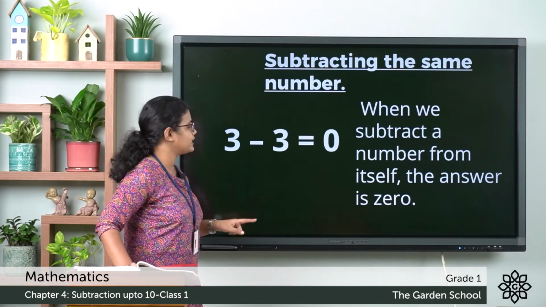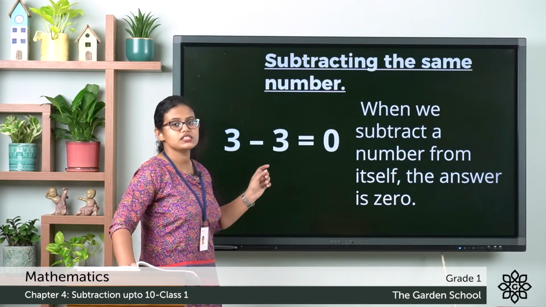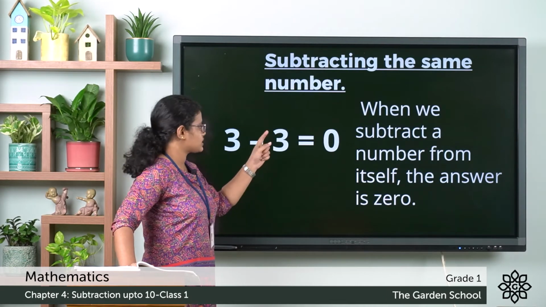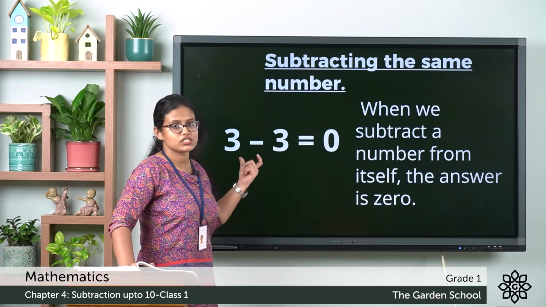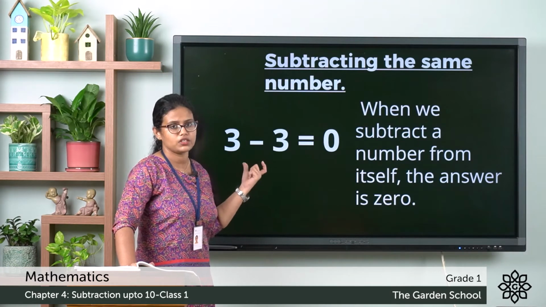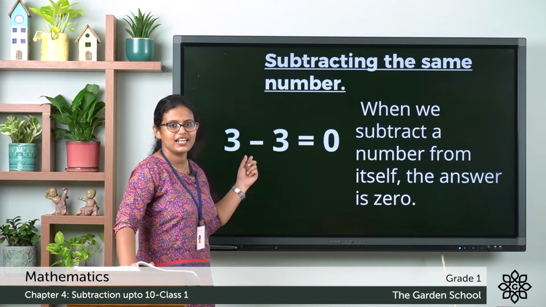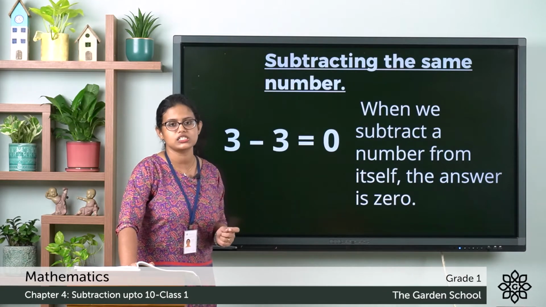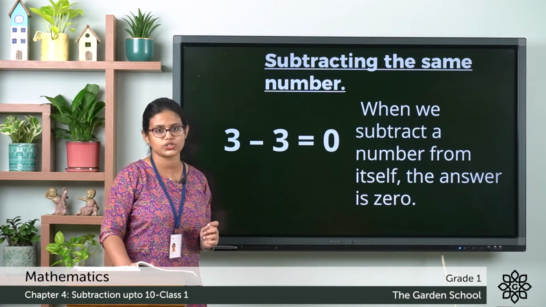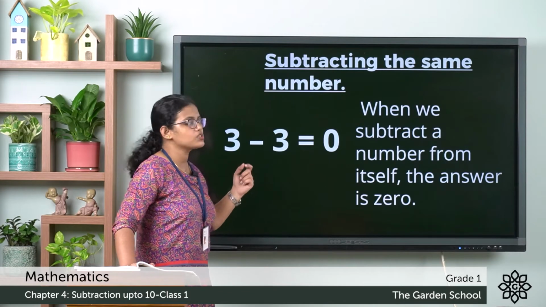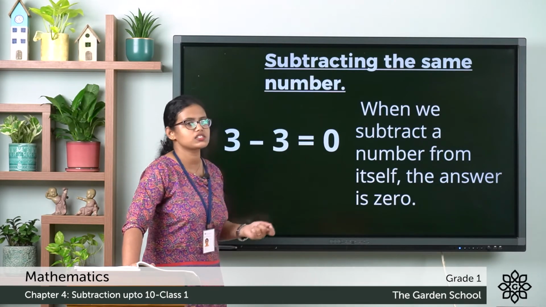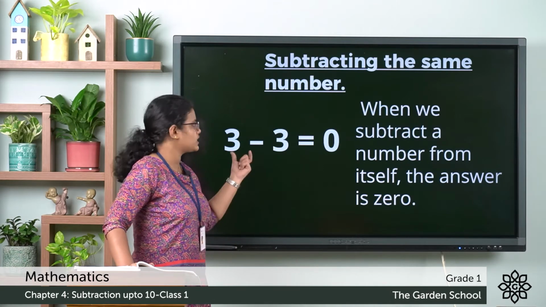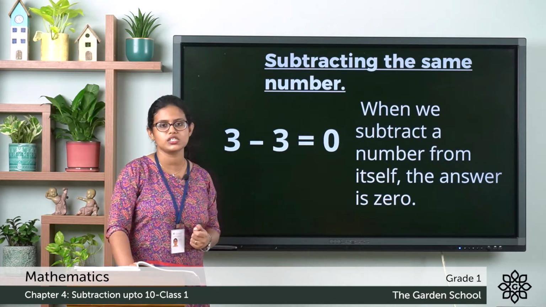See one example here. 3 minus 3. Here you are subtracting 3 from 3. So that is, you are subtracting the same number. So did you all find this simple? This minus symbol is the symbol of subtraction. Okay. So when you subtract the same number, what answer do you get? You get the answer as 0. 3 minus 3 equals 0.